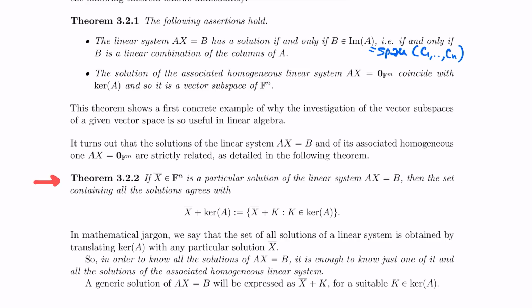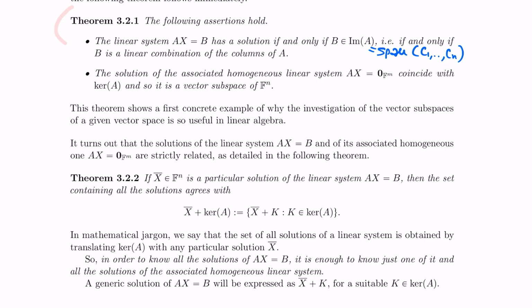Then we have this very important theorem, which says that if x bar is a particular solution of the linear system Ax equals b, then the set of all solutions of this linear system is given by x bar plus the kernel of A. This is, of course, the set of vectors that can be written as x bar plus a vector k belonging to the kernel of A. So, in practical terms, we can say that in order to know all the solutions of Ax equals b, it is enough to know just one solution of this linear system and all the solutions of the associated homogeneous linear system.